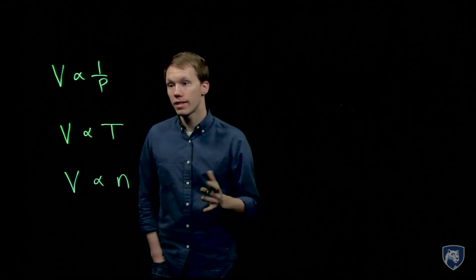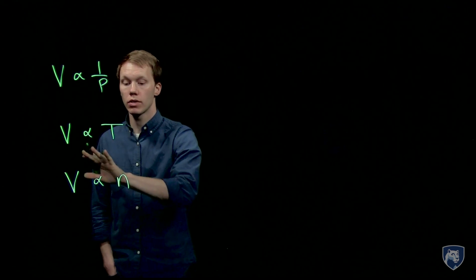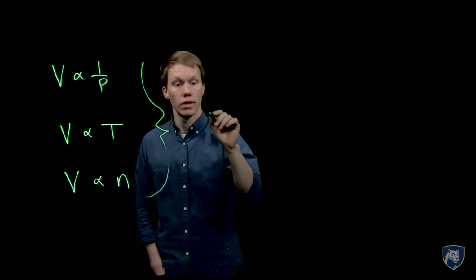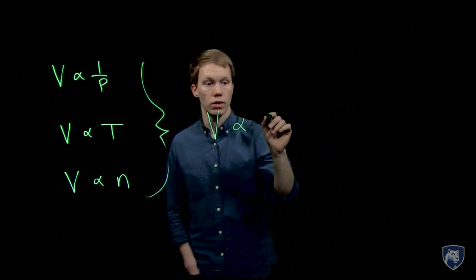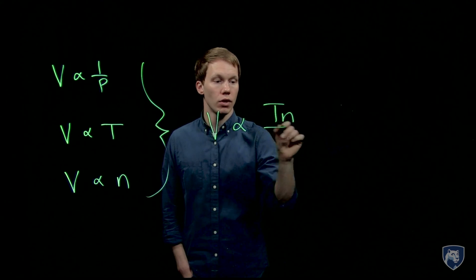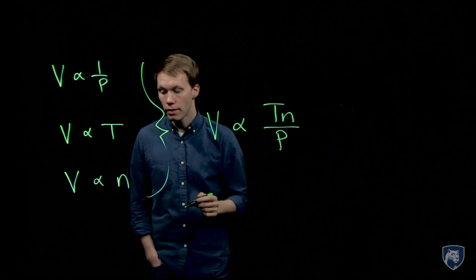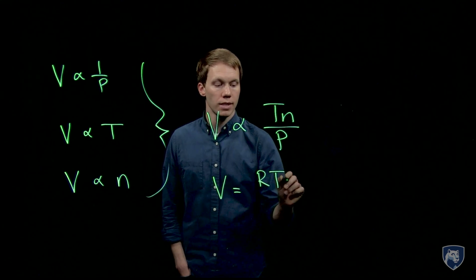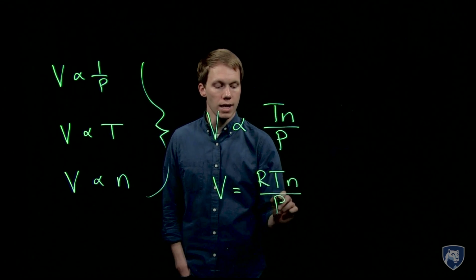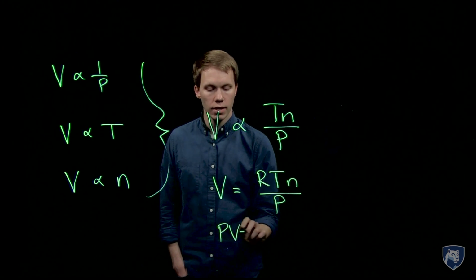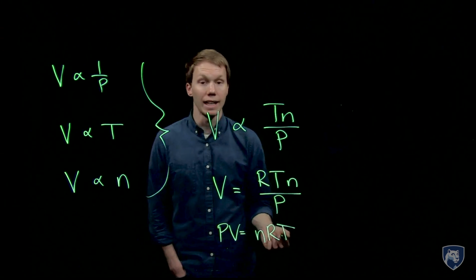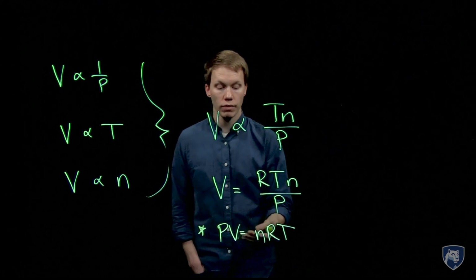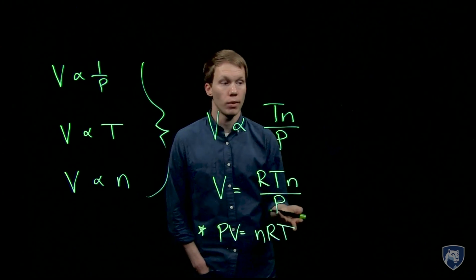The ideal gas law takes these three core relationships, Boyle's law, Charles' law, and Avogadro's law, and relates them through the ideal gas law. So combining this, we can say V is proportional to T times N over P. And if we rewrite this, volume equals some constant, R, times T times N over P, and rearrange, we get PV equals nRT. And this is my ideal gas law, showing me the relationship between pressure, volume, and temperature in one simple equation.